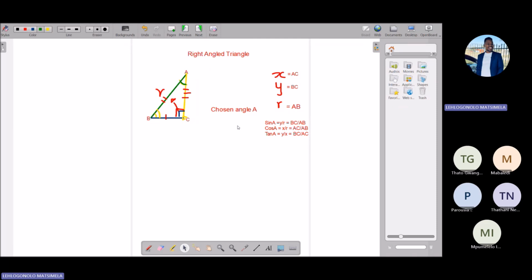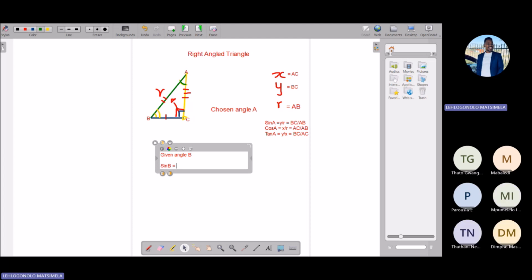So now we just did an example of angle at A. Let's do the other example of angle at B. So now if we are given angle B, what do we do? We must find sine angle B being equal to something. Automatically, it will still be Y over R. Don't forget that. As long as it is sine, it is Y over R.